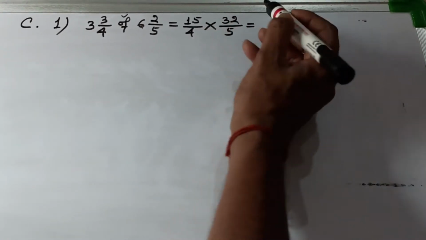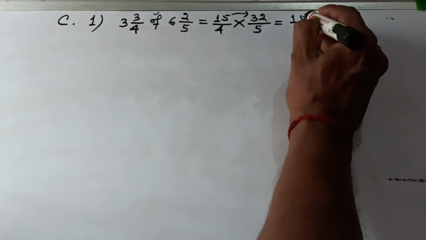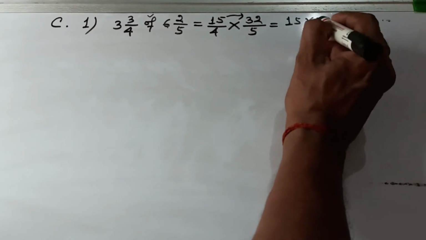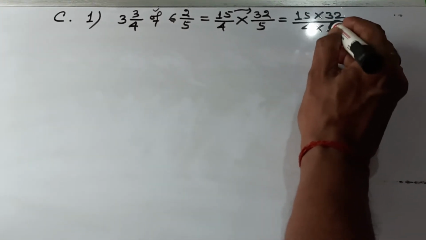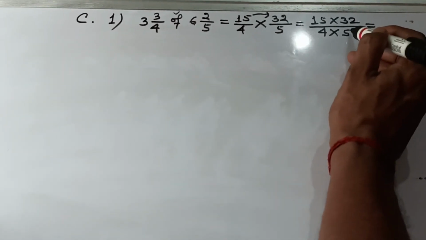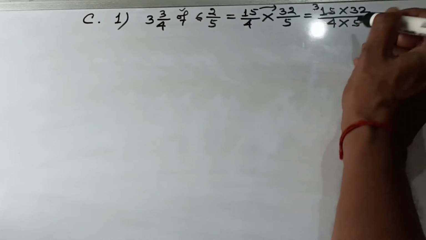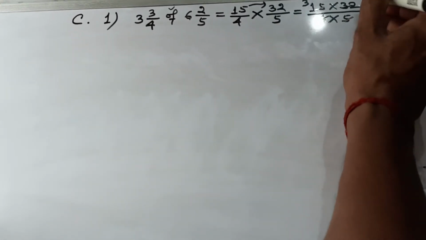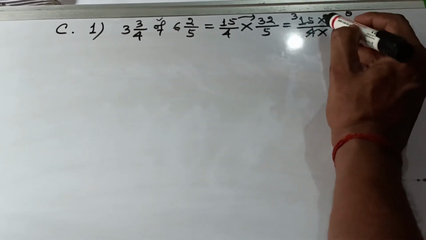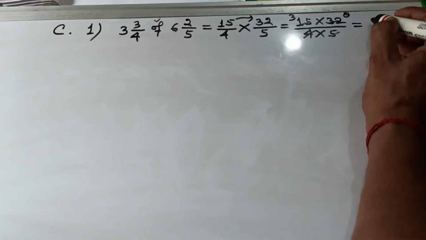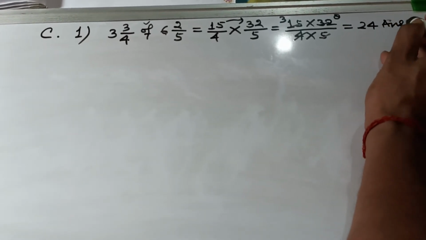So you may write in the same way, 15 into 32 upon 4 into 5. So here 5 can divide 15, 5 3s are 15. 4 can divide 32, 4 8s are 32. Now 3 into 8, 3 8s are 24. So this is your answer.